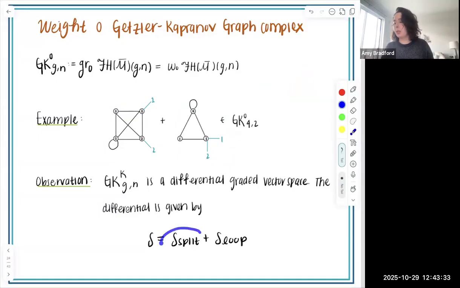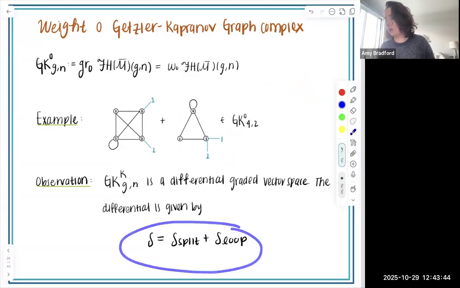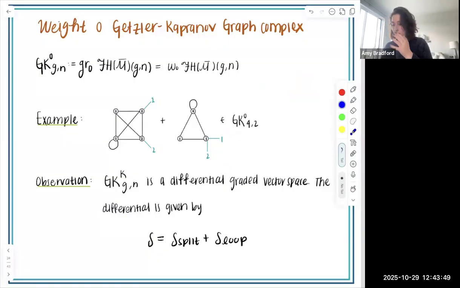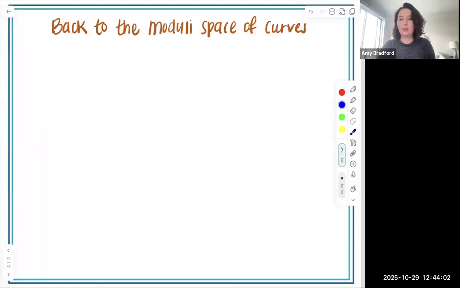So that would be looking at a vertex and splitting it and creating a new edge, or creating a loop at different vertices. And again, it's not too important for the purposes of this talk for this to be specific, but really what I just want to impress upon you is that this is a differential graded vector space. In other words, we can form a graph complex. There's some notion of a differential, we can form a complex. And so let's get back to MGN now.